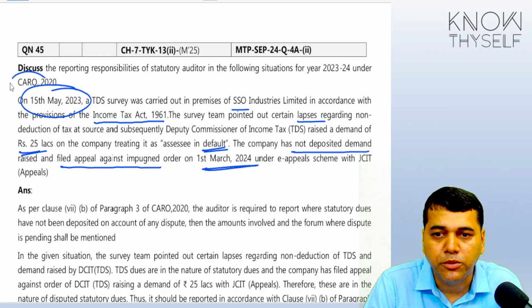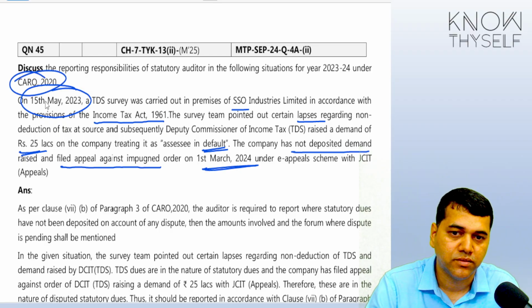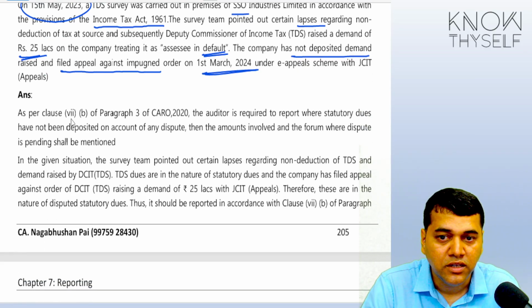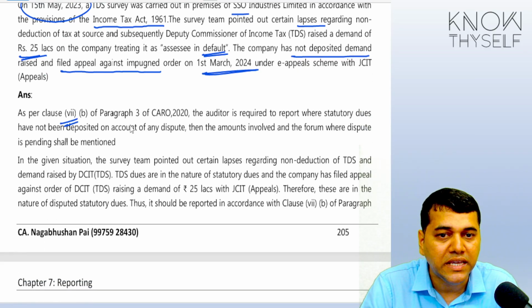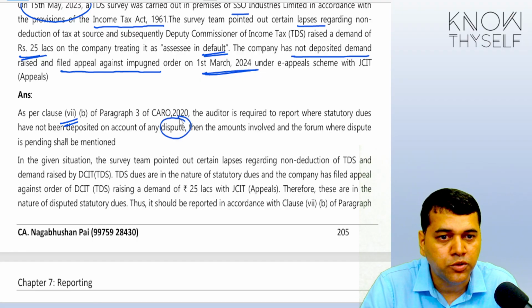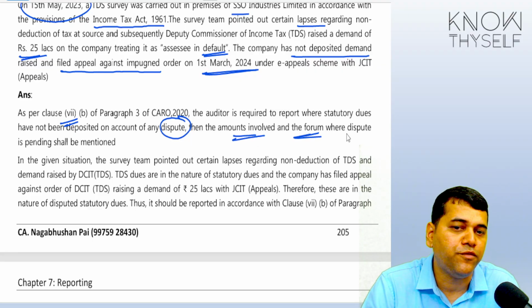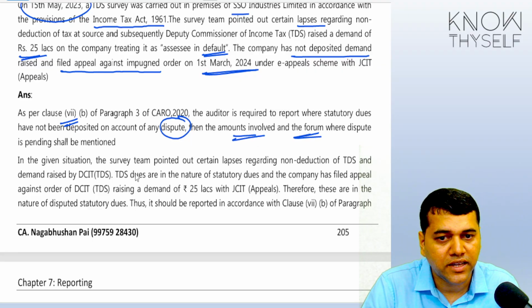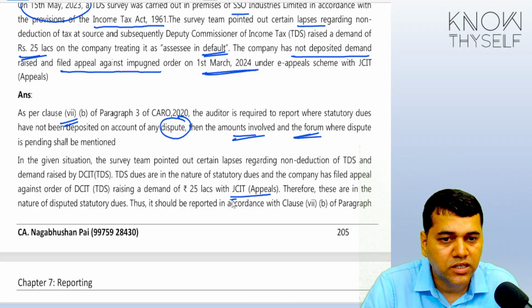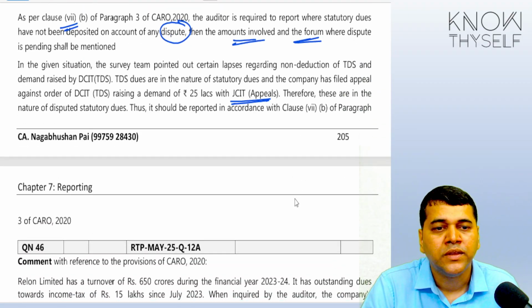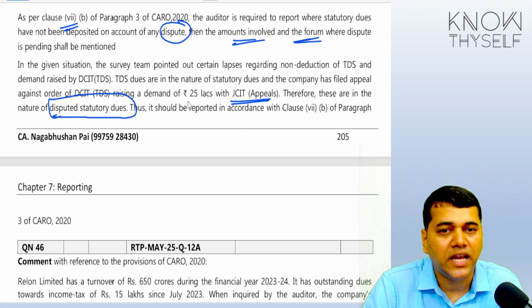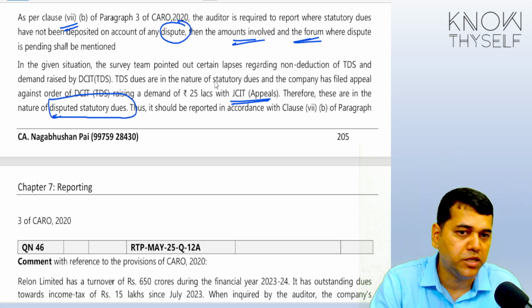So what is your CARO reporting now? Are you supposed to report this? Okay. So this becomes one disputed thing. So para number 7B comes, where your dues have not been deposited because of the dispute. You should tell the amount and the forum. So in the given case, what happened? There is a dispute of 25 lakhs. So it is before the JCIT appeals. Therefore, these are all of the nature of disputed statutory dues. Amount and the forum have to be reported here.